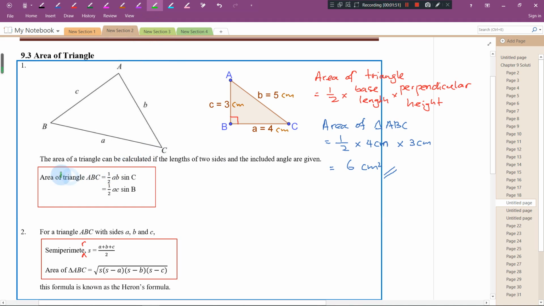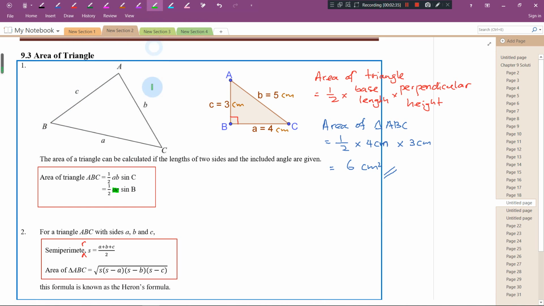If you want to use this method, same thing, we have to add 1/2 in front. If we use sides A and B, we need to use angle C: 1/2 A times B times sine C. If we use A and C, so this is A, this is C, we need to use angle B: 1/2 AC sine B. I forgot to type another one.